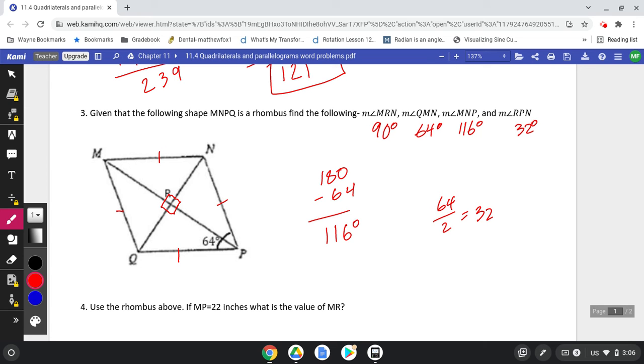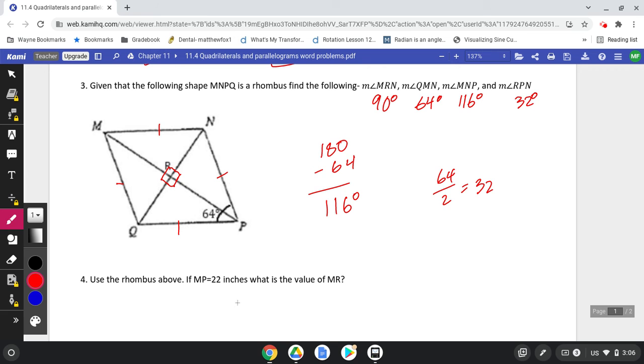It does not ask, but if we were asked what PNR is, I could figure that out. I'd take 116 divided by 2, I'd get 58. Hopefully that makes sense because 58 plus 90 is 148, plus that 32 we just found would give us 180, which makes sense because, as you can see, we do have a triangle right here.